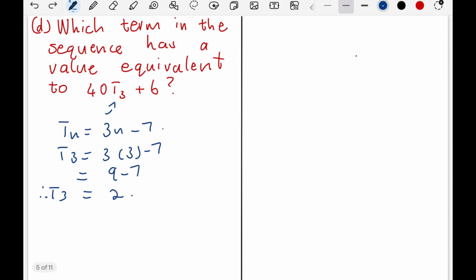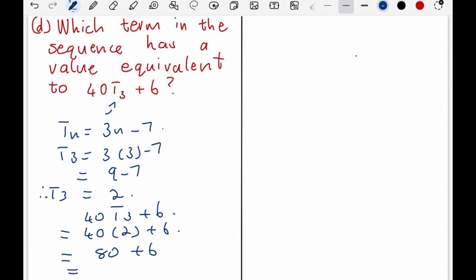So now we know 40 T3 plus 6 is the same as 40 times 2 plus 6. So 80 plus 6, so 86. We can now rephrase the question. The question is, which term in the sequence has a value of 86? And we know how to answer a question like that. Tn is equal to 3n minus 7. We replace Tn with 86 because we are told this term has a value of 86.